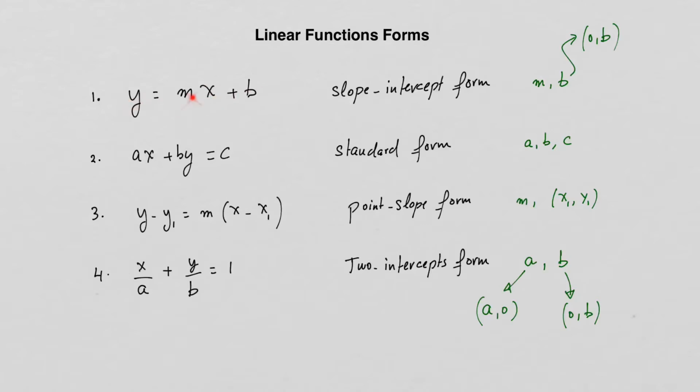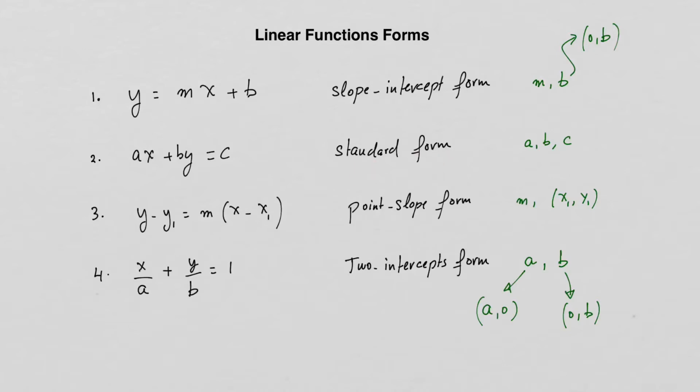Now, what is unique about this form is y is being isolated. In all of these four forms, this is the only form where y is being isolated. So if you want to put in a function on your graphing calculator, definitely you need this form, right? If you're dealing with a linear function, you're not going to write it this way or this way or this way. You would have to isolate y in order to input the information, okay? So this is called slope-intercept form, and the two parameters are m and b. M is the slope, and b is the y-intercept.